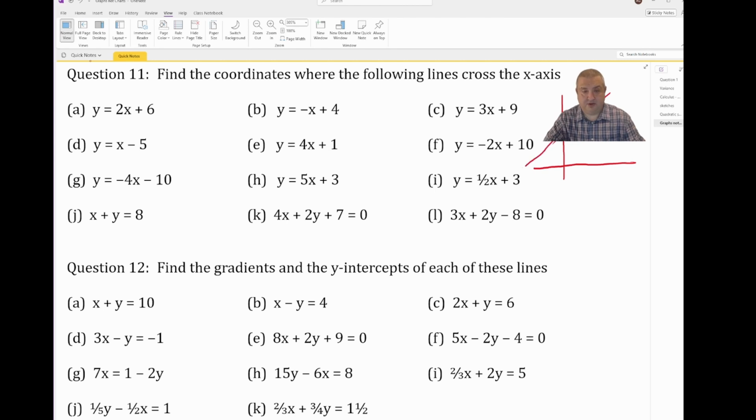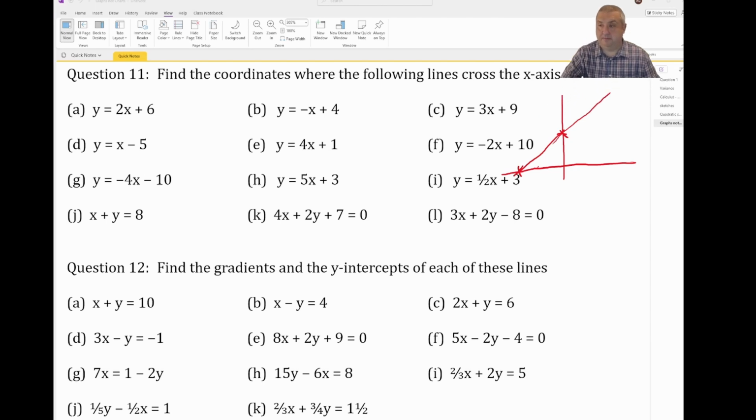It says, where does it cross the x-axis? Well, it's going to be somewhere back here, isn't it? Let me move myself out of the way. So it passes through here, which is 6. But at some point in the past, back here, it passes through the x-axis. But where? Well, let's think about this.